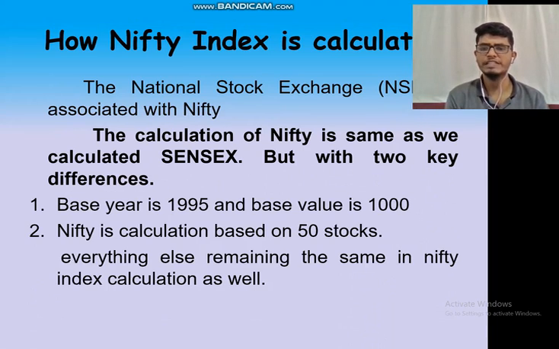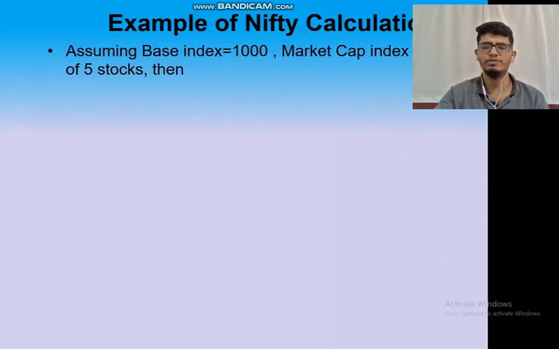The calculation of Nifty is the same as we calculated the Sensex, but with two key differences. There are only two differences between the calculation of Nifty and the Sensex. Base year is 1995 and the base value is 1000. Okay, Nifty calculation is based on 50 stocks. Everything else remains the same in the Nifty index calculation. So in BSE we calculate the index of 30 stocks. In NSE we calculate the index of 50 stocks.